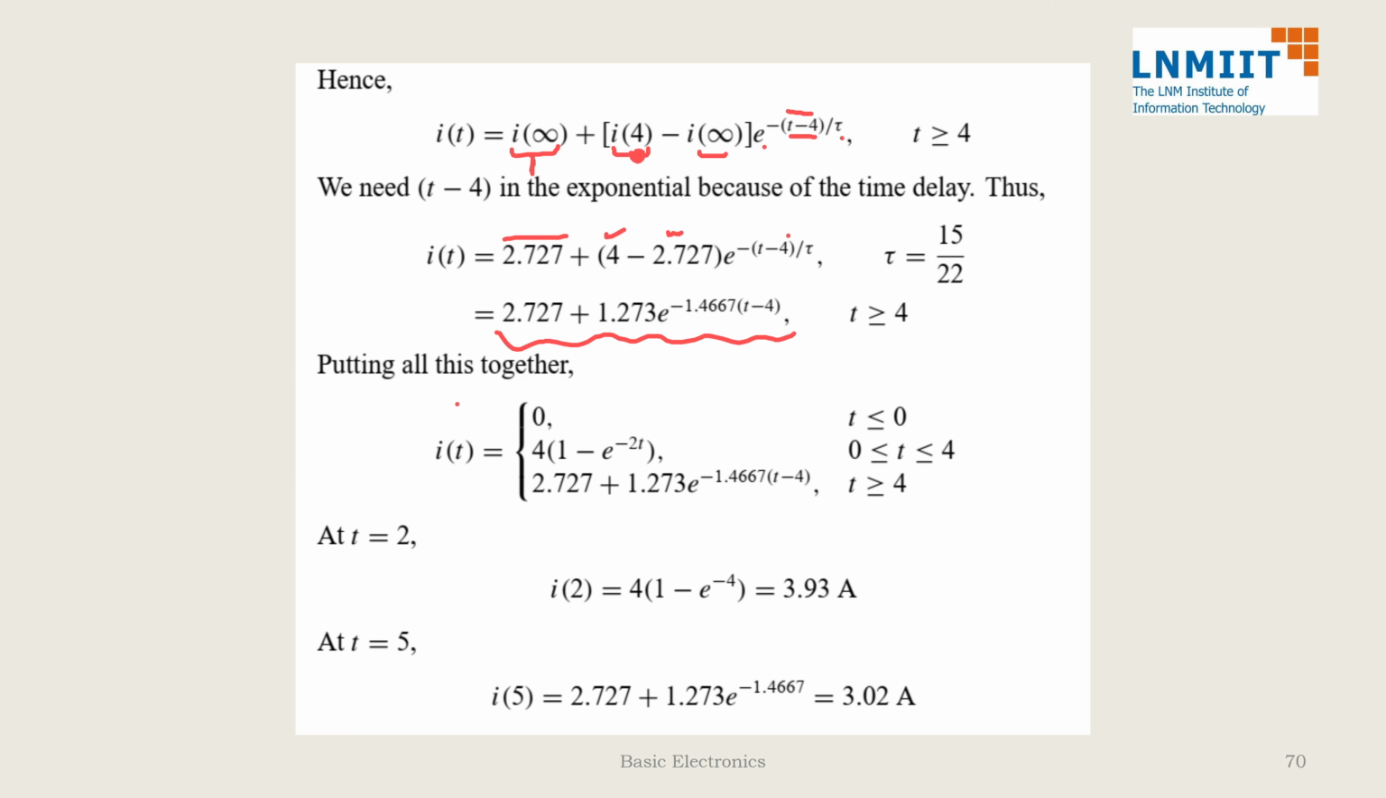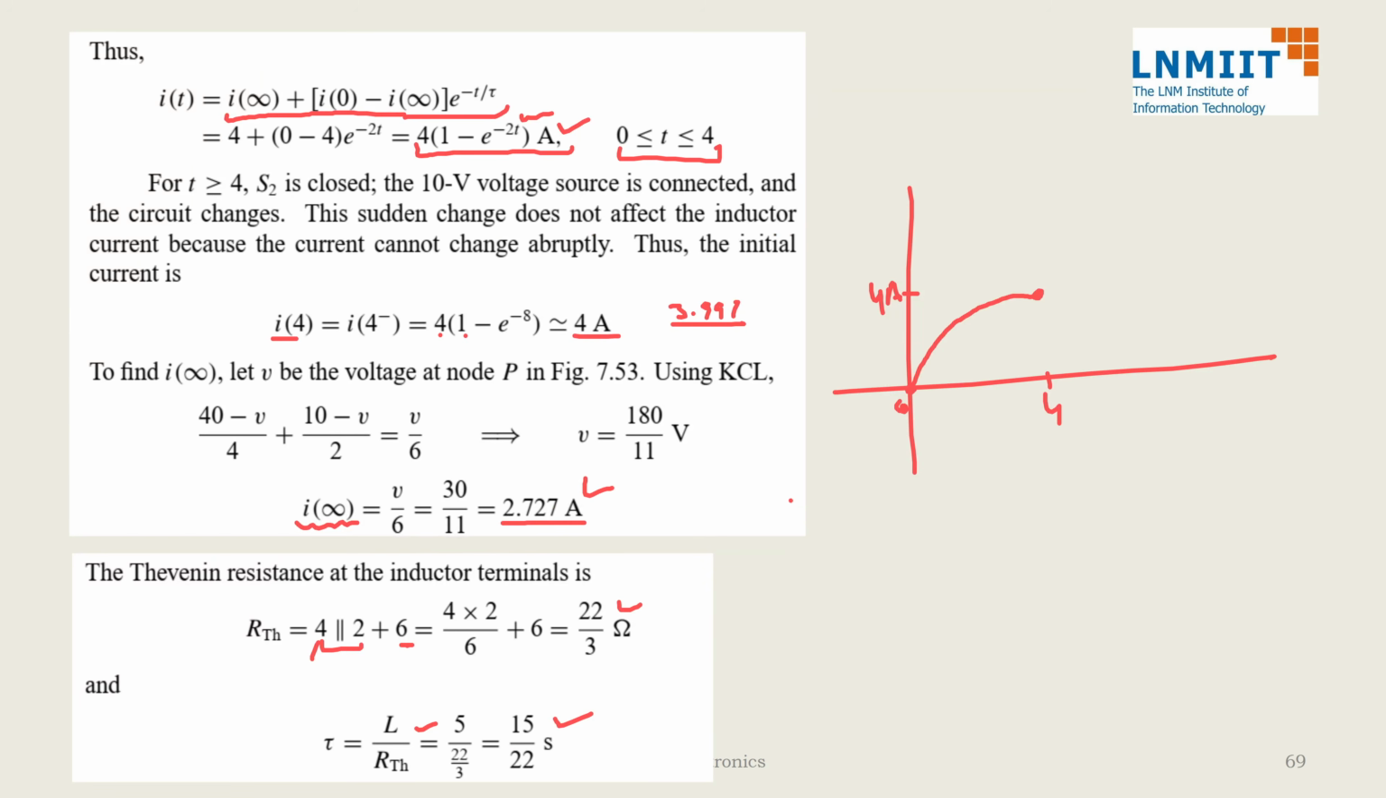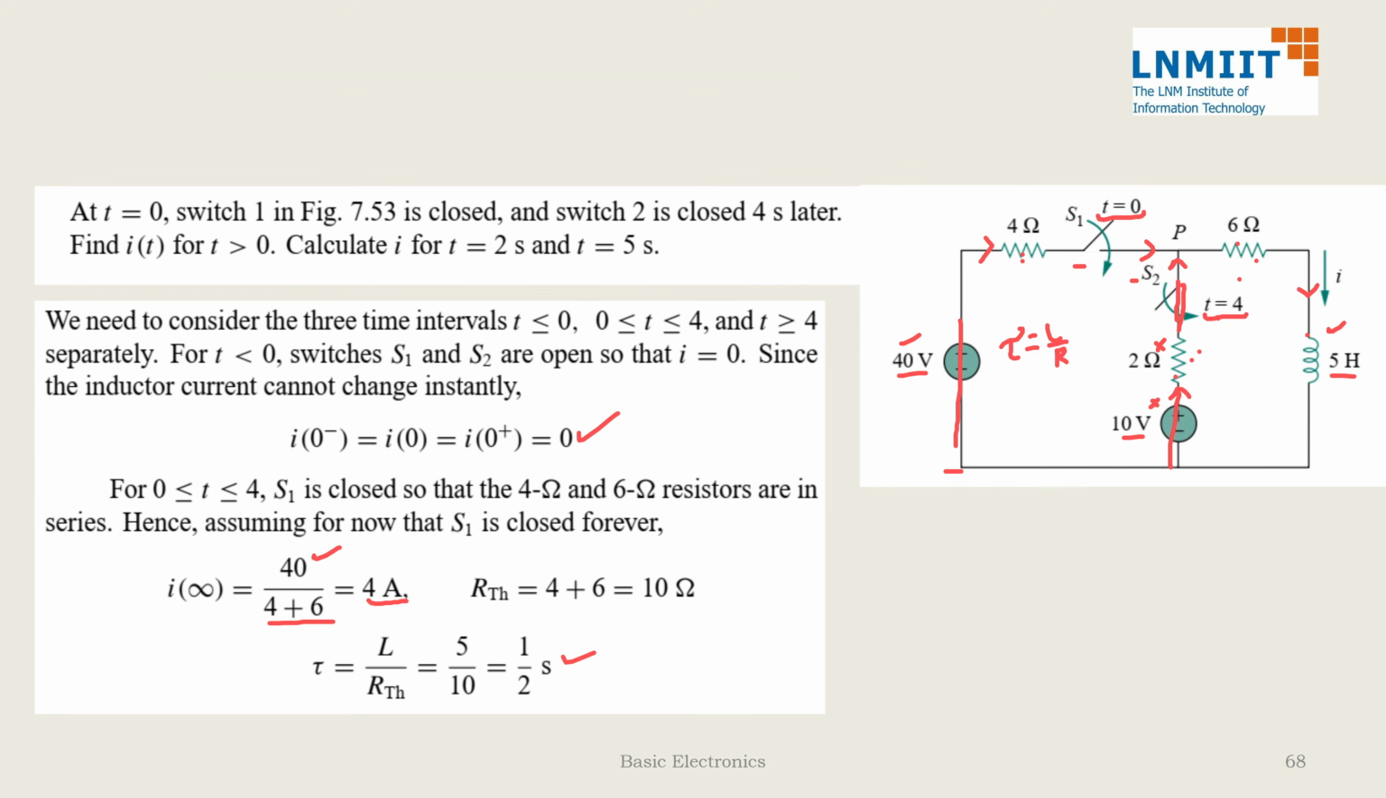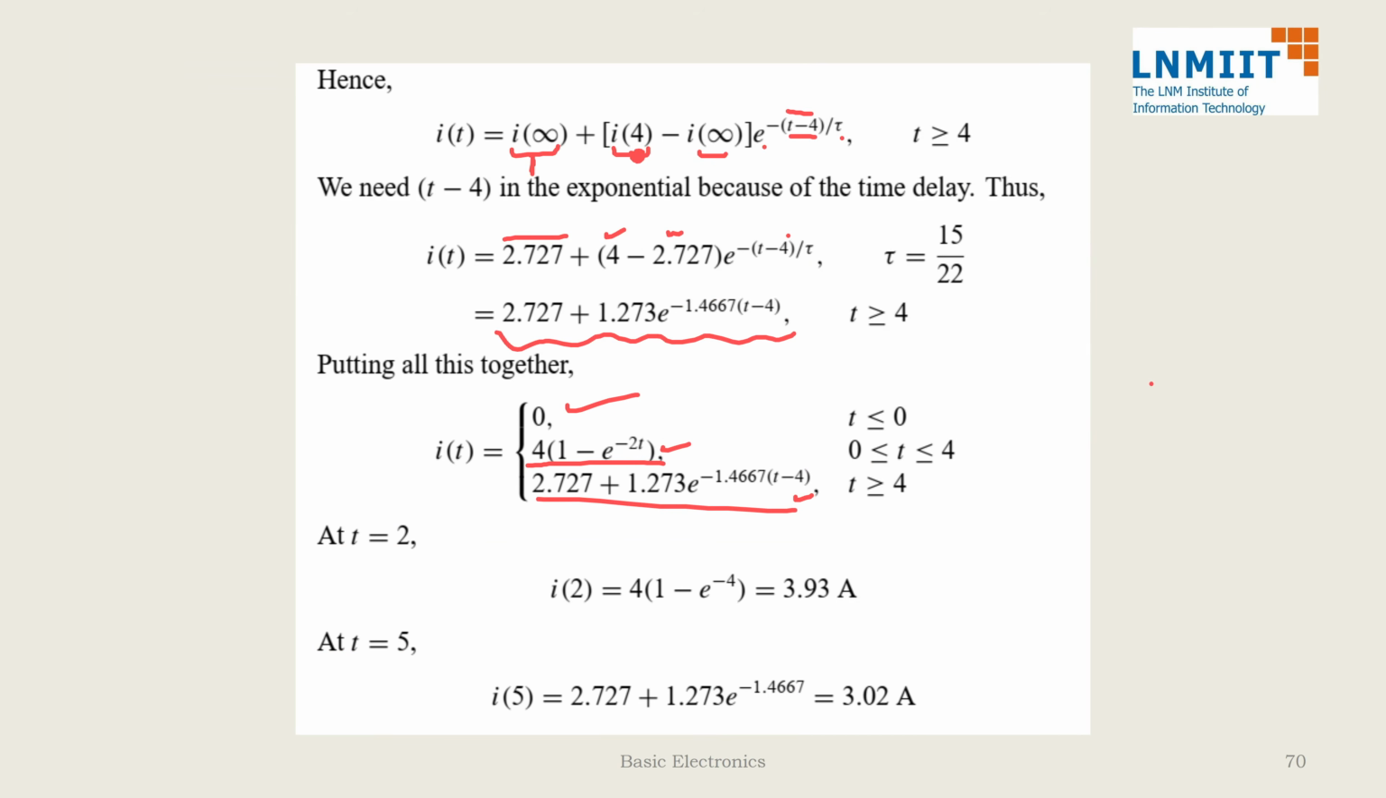So now my final answer is that for t less than 0, the current was 0. For t between 0 and 4, it is this. And after 4, it is this. Now, if anyone asks me for any other parameter, such as the voltage across this or across this, then we can find it appropriately.